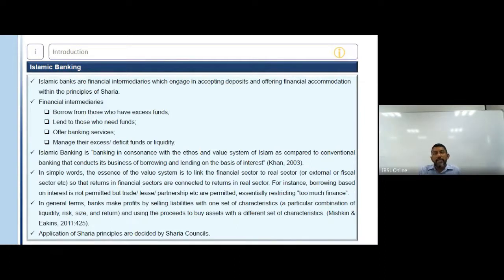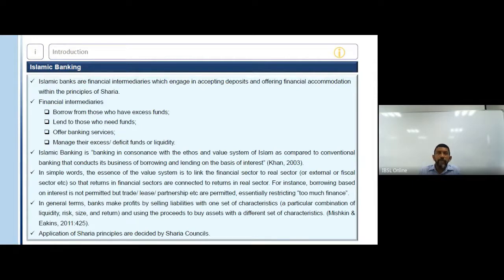So that's the first misconception related to Islamic banking that could come up in discussions. It's cost-free, and the reason why we are saying it's not cost-free, we will see in detail when we discuss the products, is that simply because there is no interest charge, it doesn't mean it's cost-free, because by nature we are defining Islamic banks as financial intermediaries.